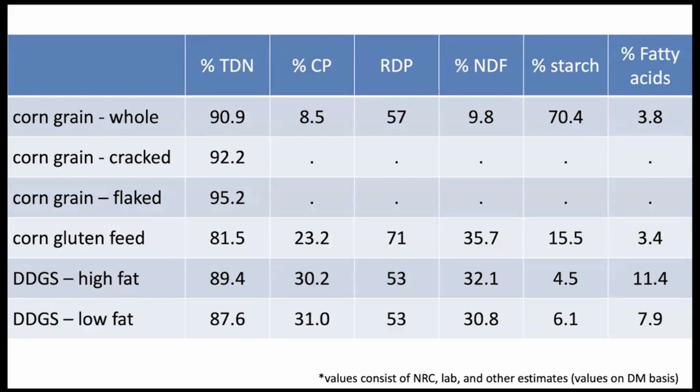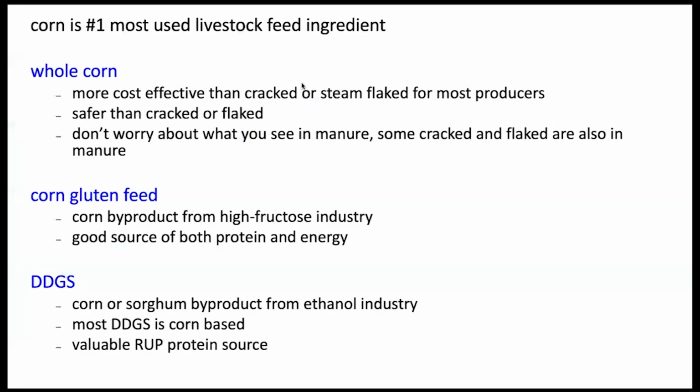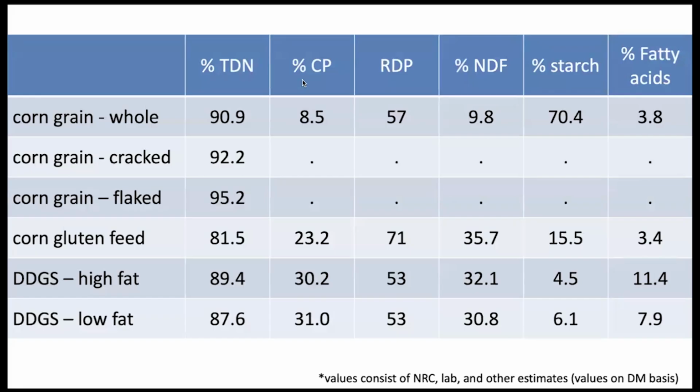So I'll go ahead and set this slide up because you'll see the same layout on several more as we go. I'll have the feed ingredient on the left-hand side here, and then the percent TDN. So remember, that's our energy value. The higher the number, the better there. Percent crude protein. RDP just stands for rumen degradable protein.